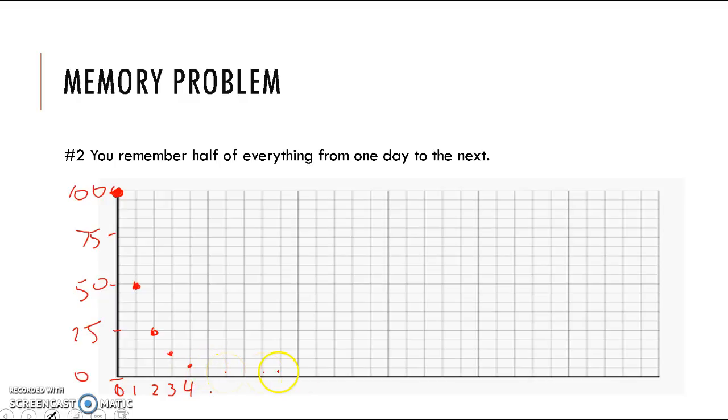Would it ever be that you forgot everything? And the answer to that would be no. It'd get really, really close to approaching the horizontal axis, but it would never cross it. There's a dotted line here that we call an asymptote. That means that the line approaches it, but it never touches it. And so this is actually not exponential growth. This is an example of exponential decay.